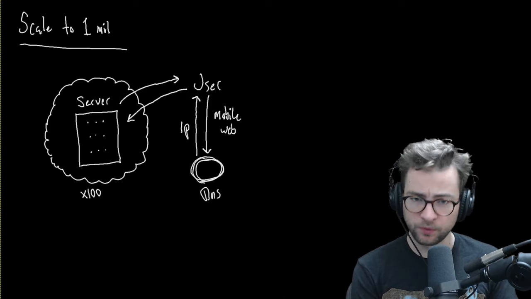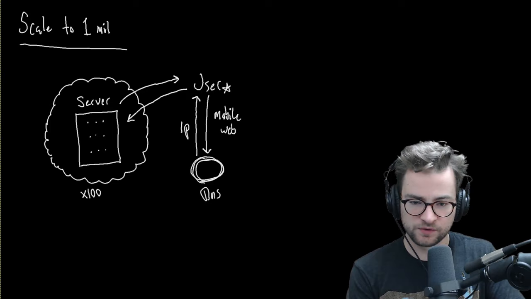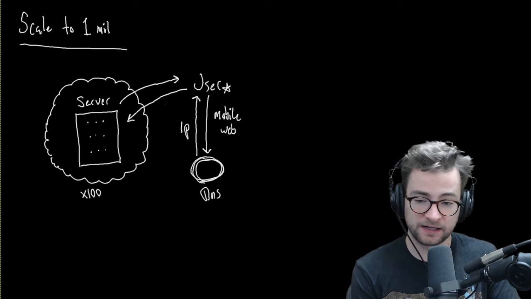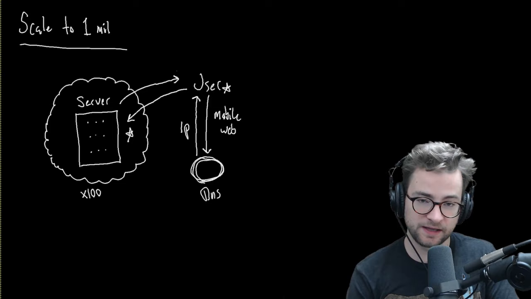We have a user here, and the user makes a web request, be it via a web browser or their mobile app, to the DNS. The DNS returns us an IP address to the user. The user's browser then can use that to come back over here to the server. The server then returns that request to the user here.